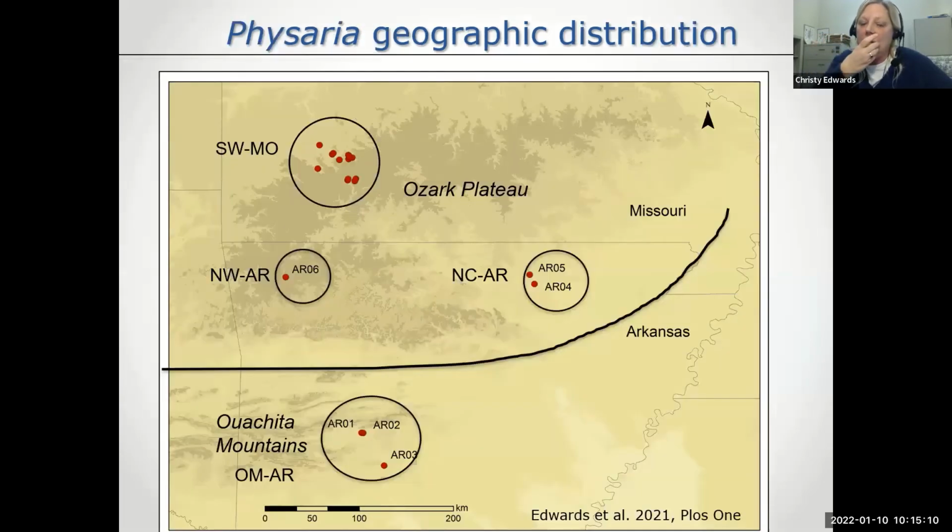Okay, and then the last species that I'm going to talk about is Physaria filiformis. And this is a species that occurs in southwestern Missouri, northwestern Arkansas, north central Arkansas, and the Ouachita Mountains. And it's got this patchy distribution that corresponds to the presence of suitable glade habitats. So for this one, once again, we went out and sampled populations at each one of these sites and looked at patterns of genetic structure. Next slide.